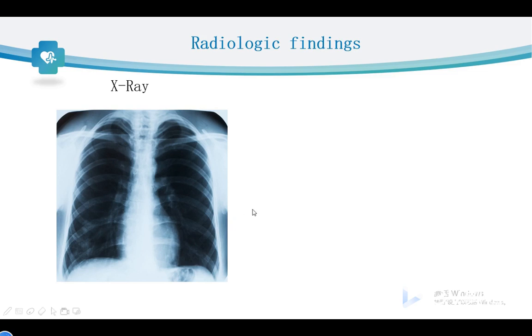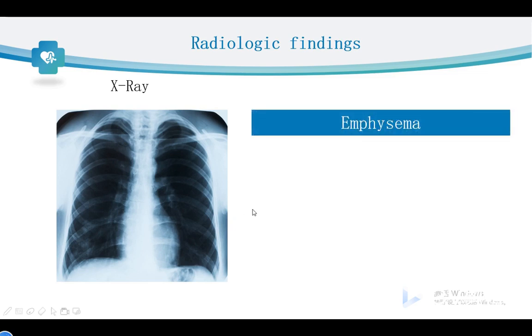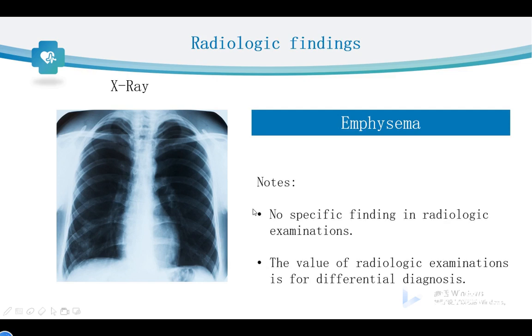This picture shows the suspicion of emphysema, but there is no specific finding in the radiologic examinations for the asthma patient. And the value of the radiologic examination is for the differential diagnosis. So, for the asthma patient, we need radiologic examinations, X-ray or CT scan. It's not for the diagnosis of asthma, but for the differential diagnosis.